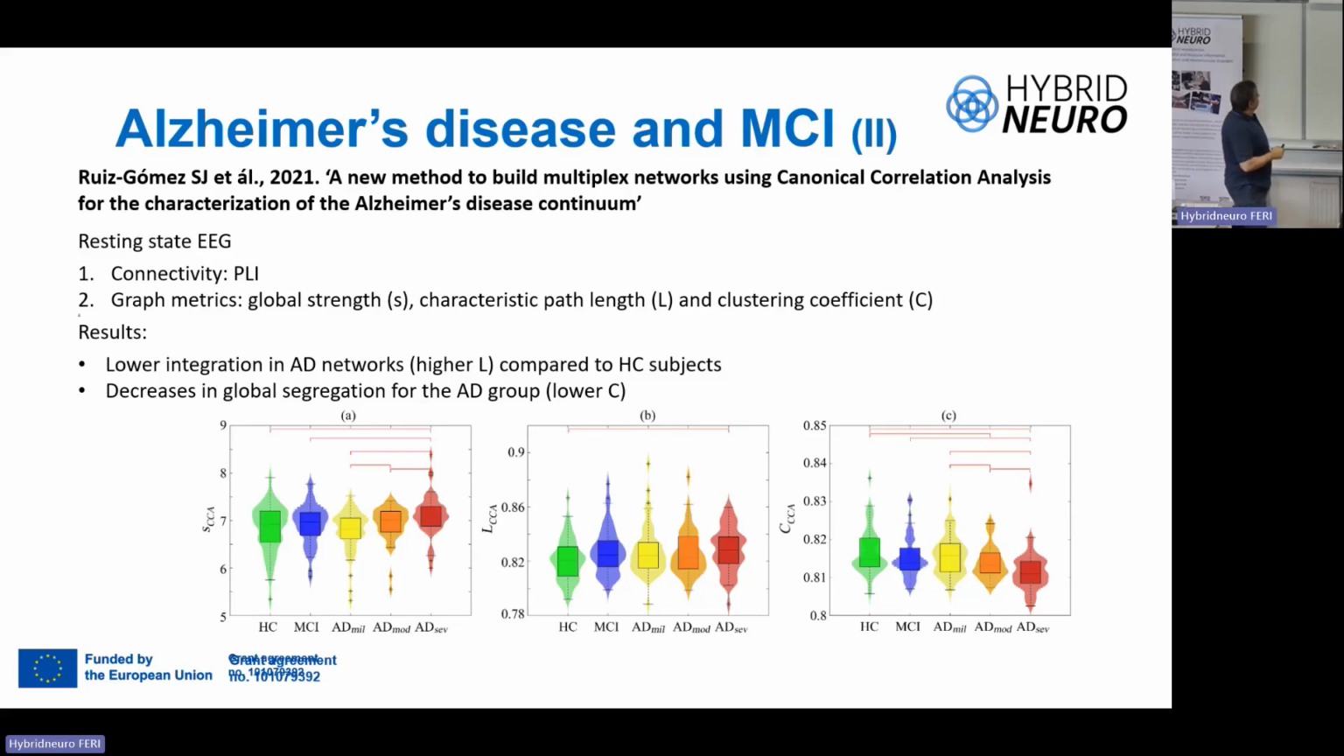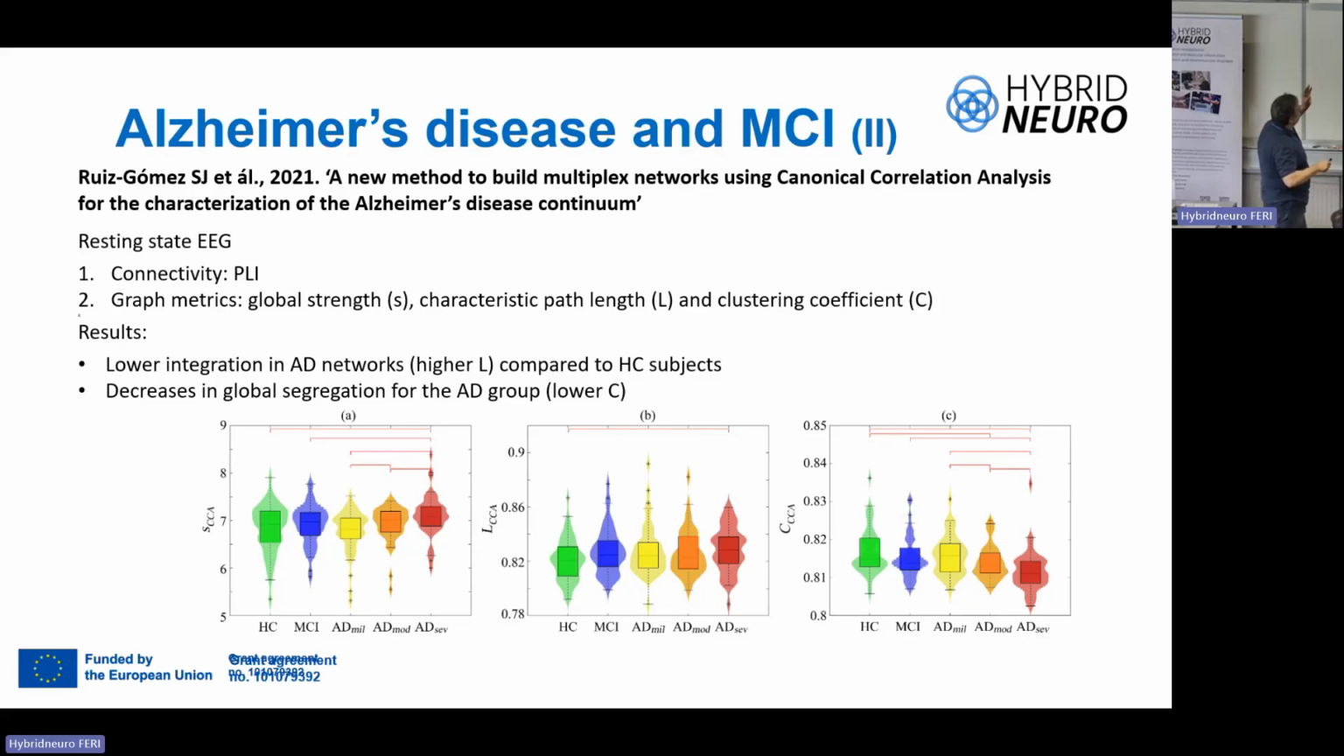So in the global strength, we can observe in Alzheimer's disease a little bit higher with respect to controls. So on average, the connections are higher. The number of connections and the width of the connections is higher. But the path length is also a little bit higher with respect to the controls. Lower integration, we have higher path length.